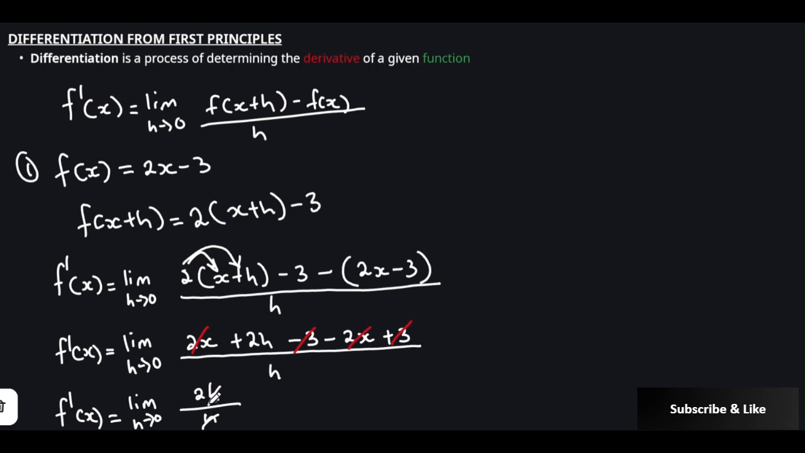You see, guys, now h is dividing with h there, therefore these can cancel each other, and since now we don't have h anymore, our h has approached 0, we don't need to write the limit as h approaches 0. We're just going to write our final answer as f prime of x is equal to 2, which is the same answer that we got when we differentiated this equation without using first principles.